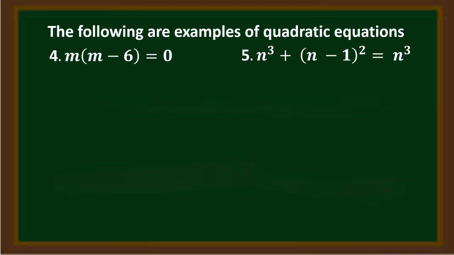For number 4, the exponent of m is 1. So to simplify, m times m is m squared. m times negative 6 is negative 6m. We'll be copying equals 0. The degree is 2. Therefore, the given equation m times the quantity m minus 6 is equal to 0 is an example of a quadratic equation.